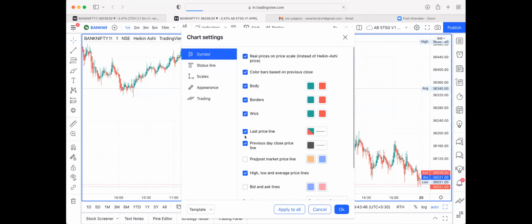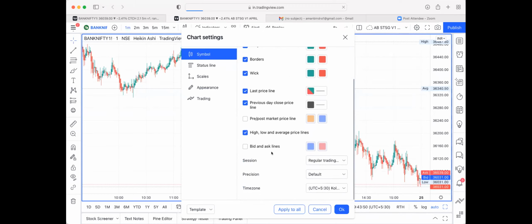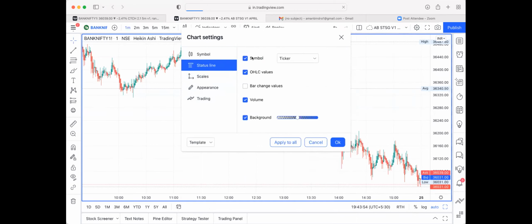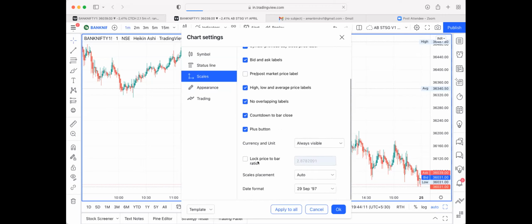All would be on except pre-post market price line and bid and ask price line. Then the next is status line. In the status line, you need to change the symbol to ticker, and you need to turn off the bar changing values. Rest all will remain on. Then we move to scales. In scales, the symbol name label and pre-post market label and lock price to bar ratio would be off.